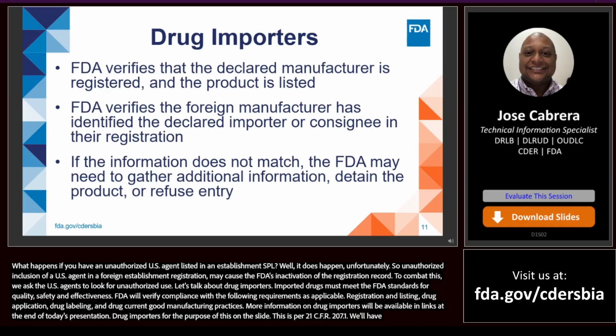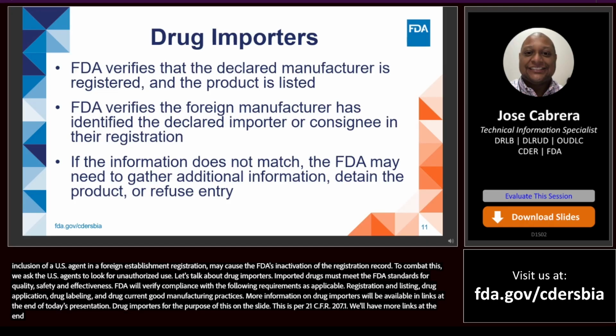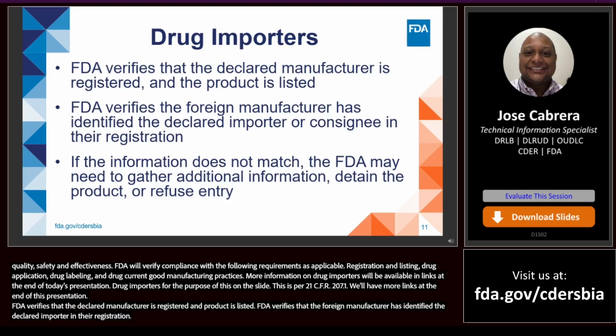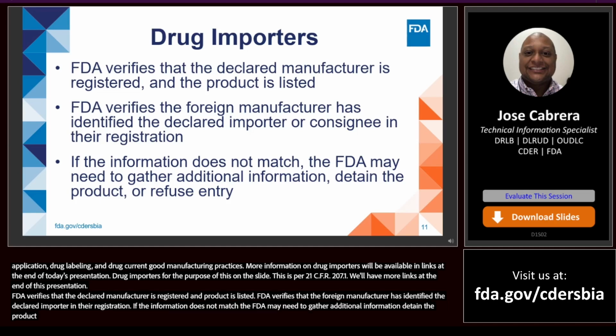FDA verifies that the declared manufacturer is registered and the product is listed. FDA verifies the foreign manufacturer has identified the declared importer in their registration. If the information does not match, the FDA may need to gather additional information, detain the product, or refuse entry of that product.